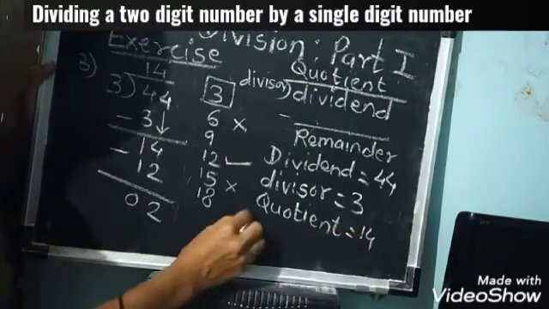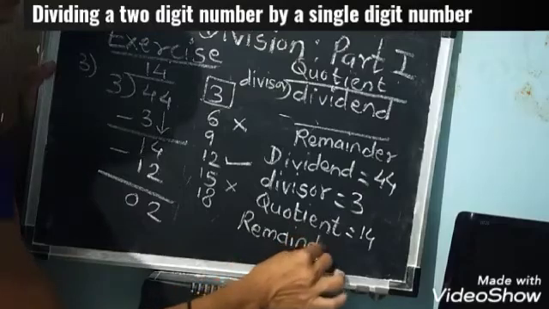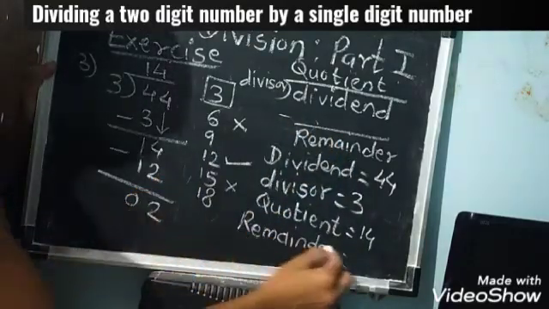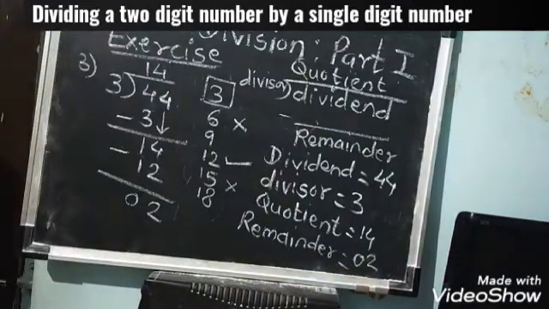Now remainder. Remainder means after subtraction what remains. After subtraction what remains here? 0, 2. That means 2. You can write 0, 2 or 2. Okay. This is the answer of example number 3.